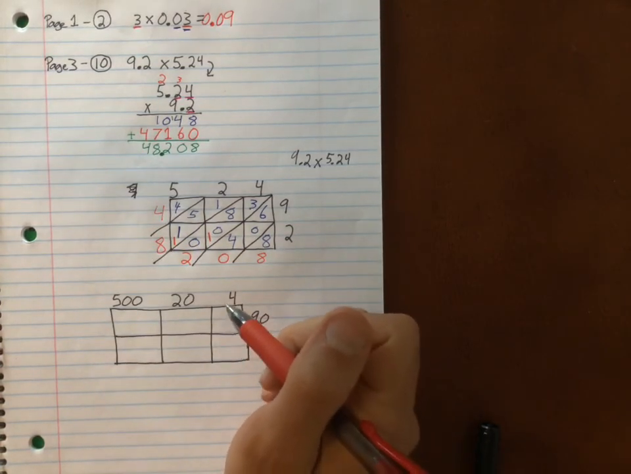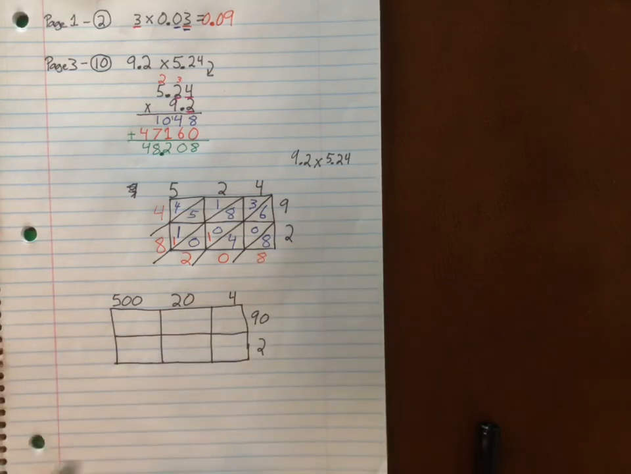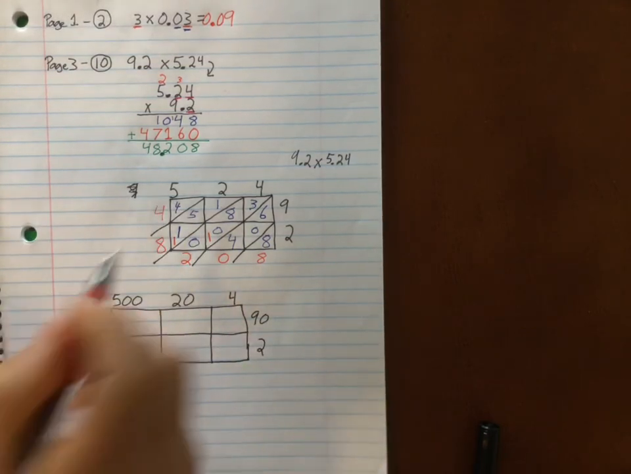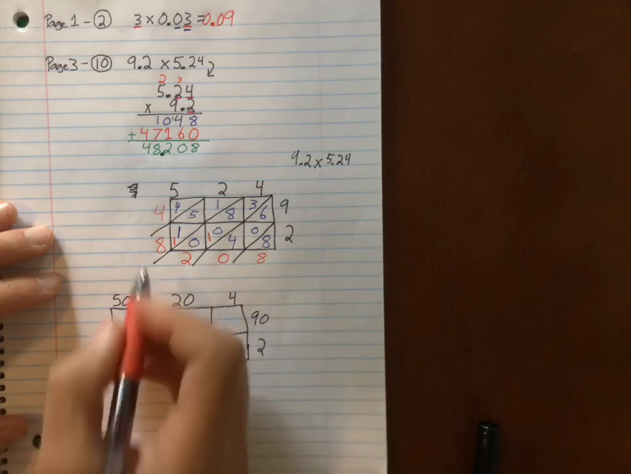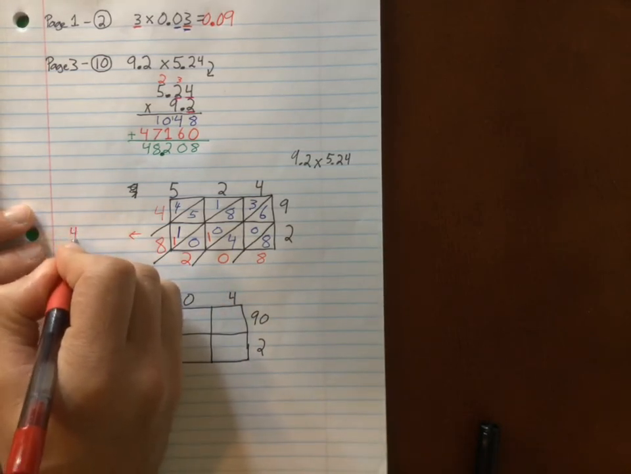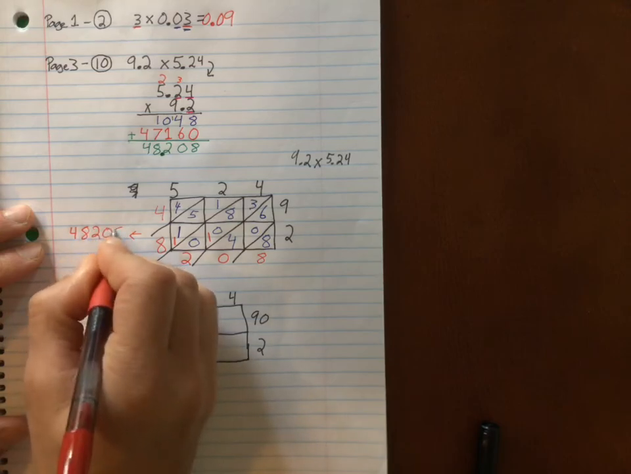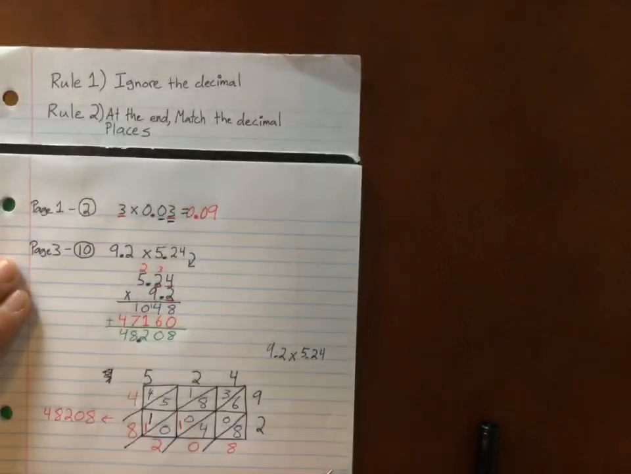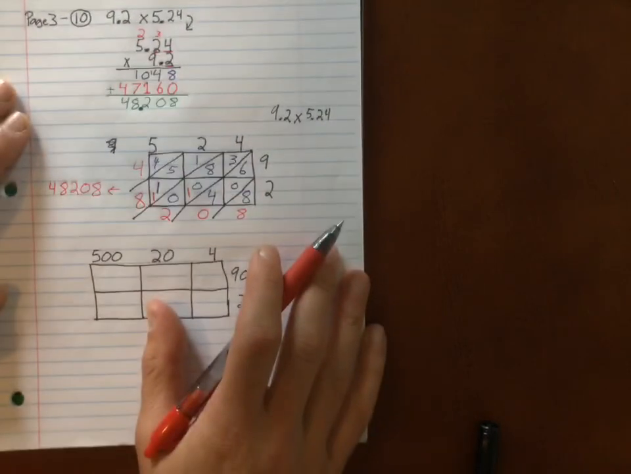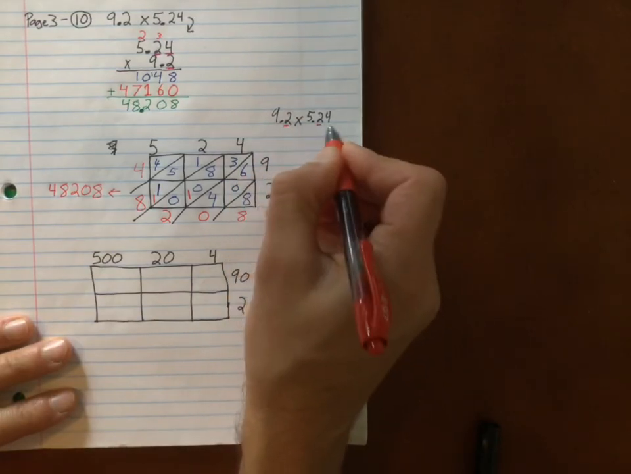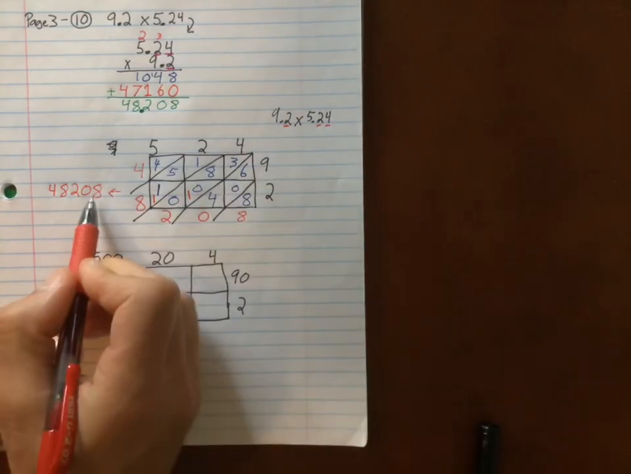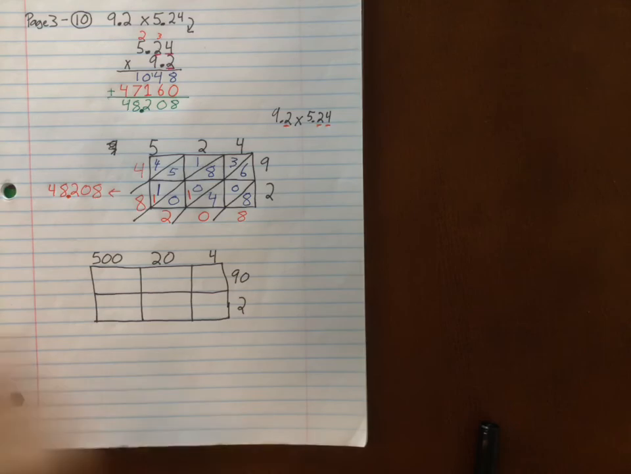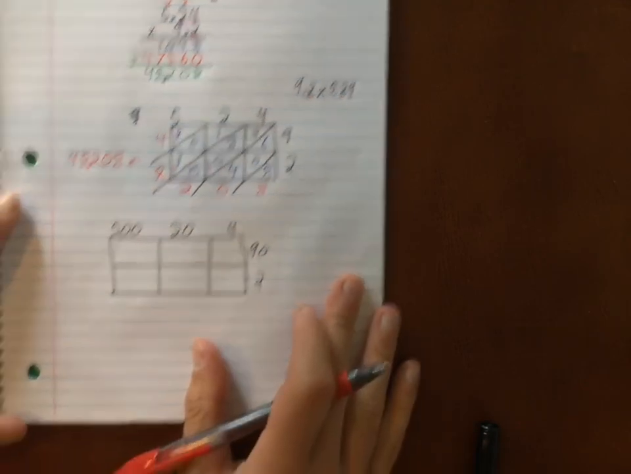Now you may have noticed we now have our answer. If you do a lattice model correctly, your answer is around the corner of the box. So 48208, just as it says around here. We're not done yet though. We still have that rule number 2 from the beginning. There are 1, 2, 3 numbers behind the decimal point in the question. There is our lattice model multiplication answer.